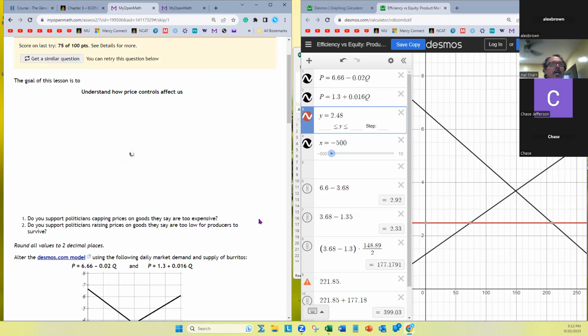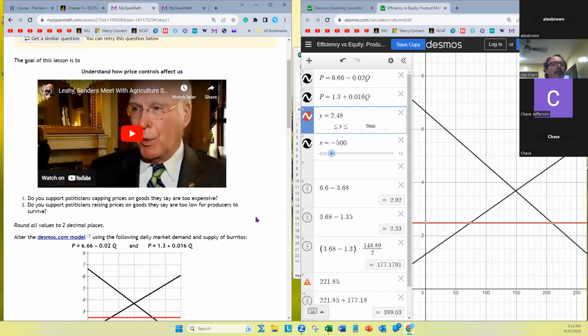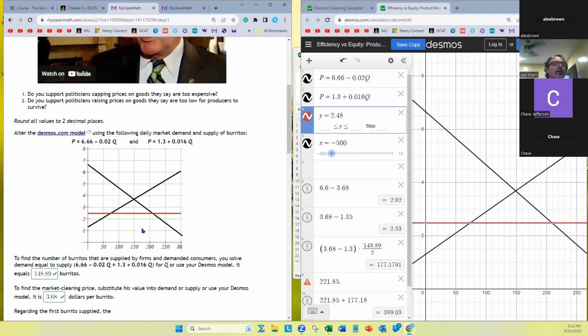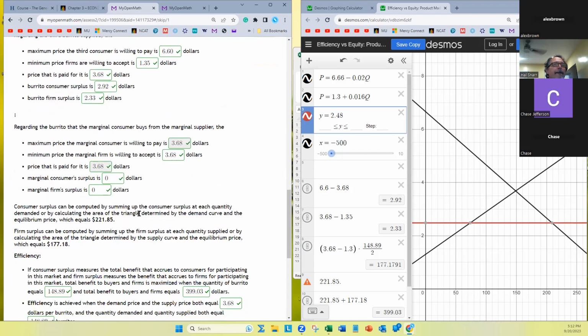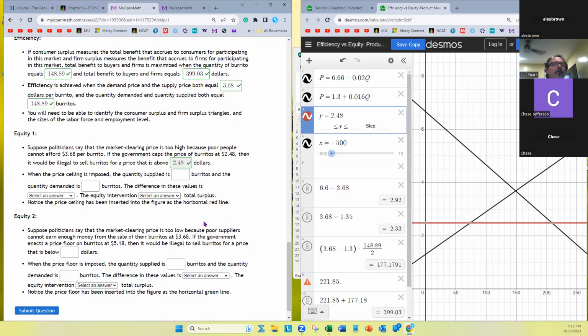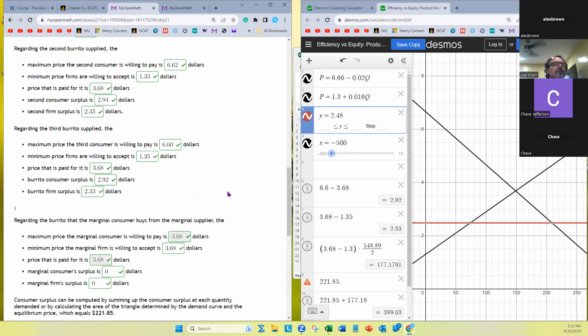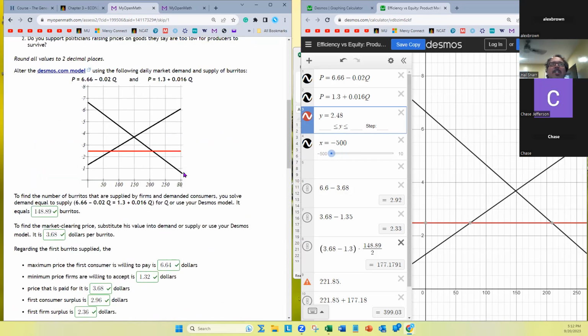Right? Now, notice when I did that, what happened to my model? Oh, that's cool. You see that? Entering that value put my price ceiling in my model, right? When you enter that value right there, my graphs look the same, don't they?